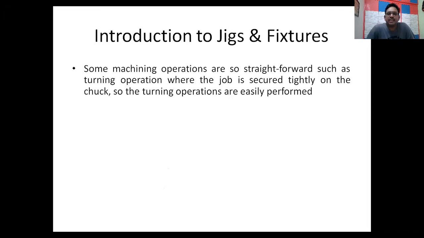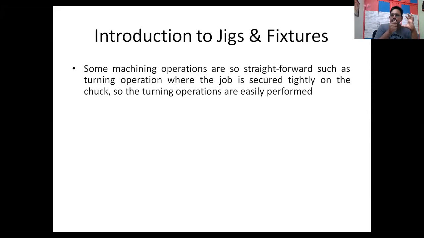So some machining operations are so straightforward, such as a turning operation, where the job is secured tightly on the chuck, so the turning operations are easily performed. Yes, it's very true. For example, if you have a turning machine, a 3 jaw or 4 jaw chuck will be there.